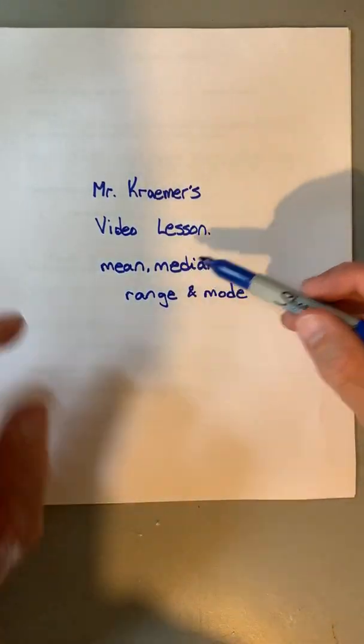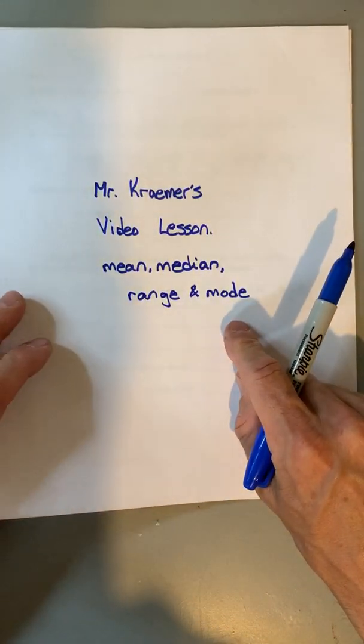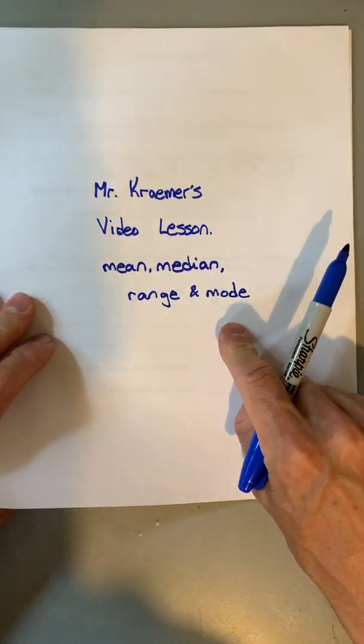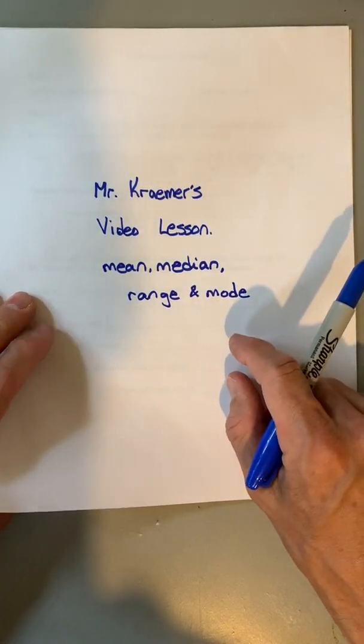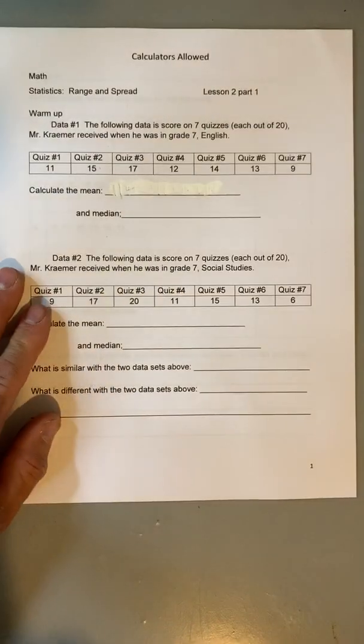You've done mean and median, so today we're going to learn about range and mode. I really don't care for mode, but you know, it's an M, so they kind of put it together. They go mean, median, mode, and range. So let's get into our lesson.